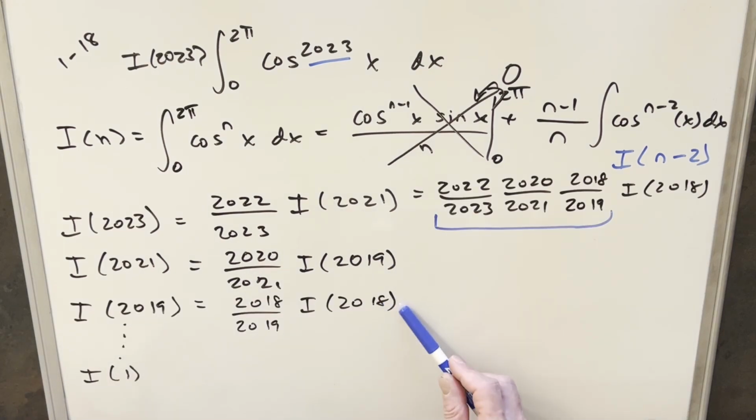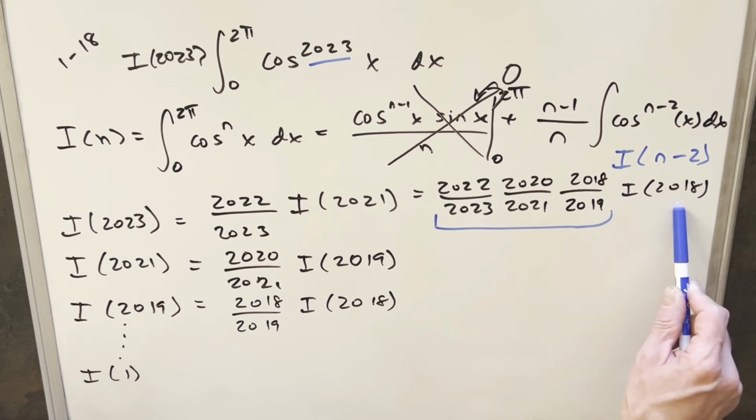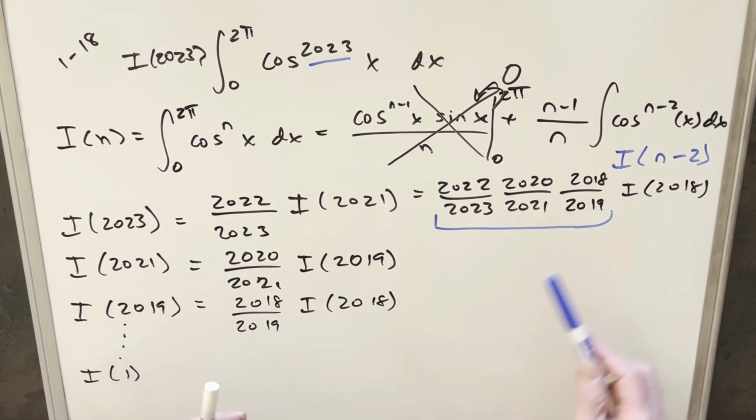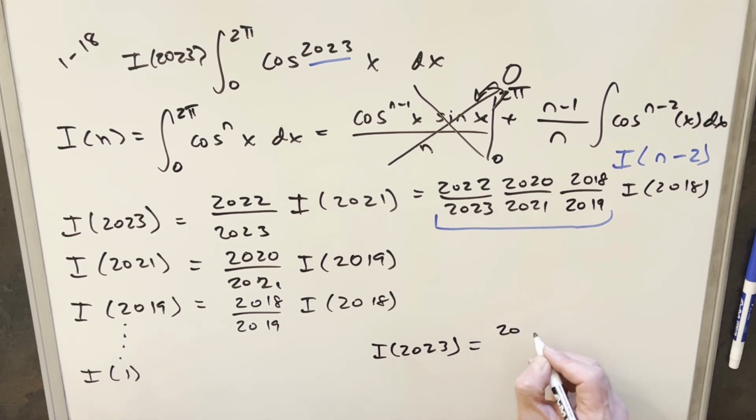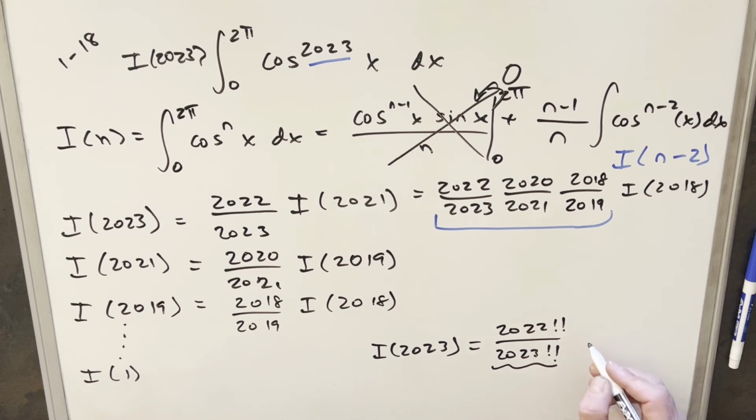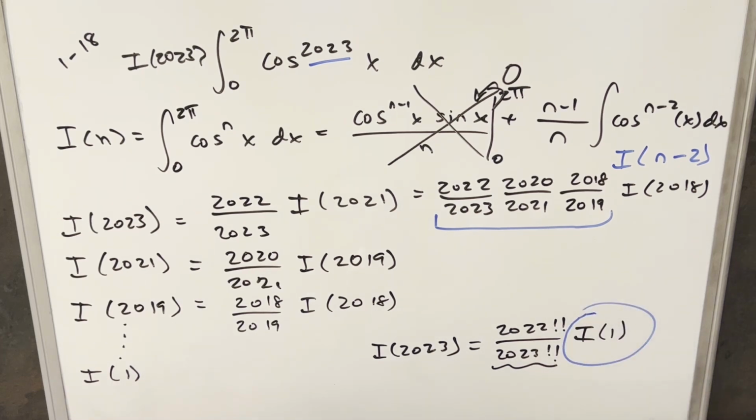So one thing I want to notice, after doing 3 iterations, we've got it down to I of 2018, and we just have a bunch of fractions out front. If we do this all the way down to I of 1, our value for I of 2023, what's happening here is this is going to become 2022 double factorial over 2023 double factorial. We're not going to really worry about what this value is. It's going to be some number, so we're not going to be too bothered by that. But eventually, because this is odd, the last value is going to be I of 1. So really what I'm getting to is, let's see if we can find a value for I of 1.